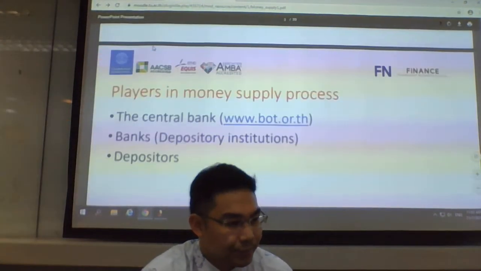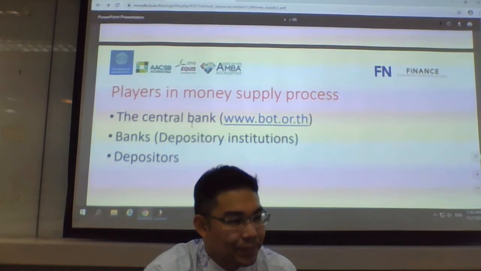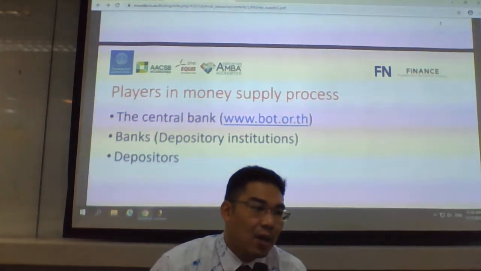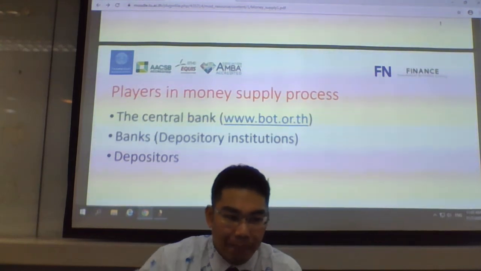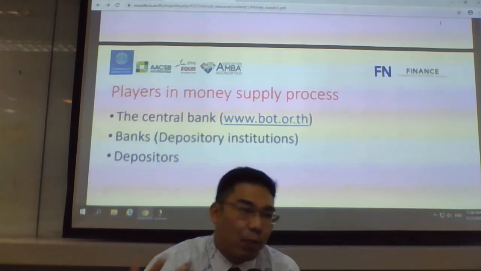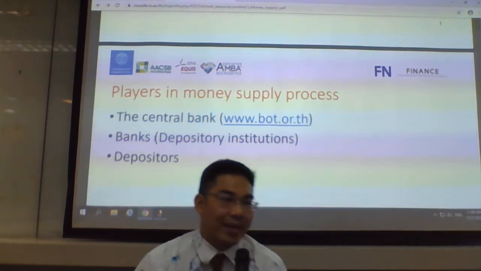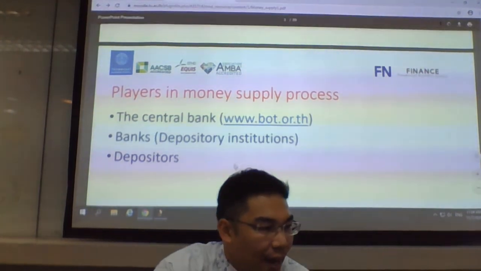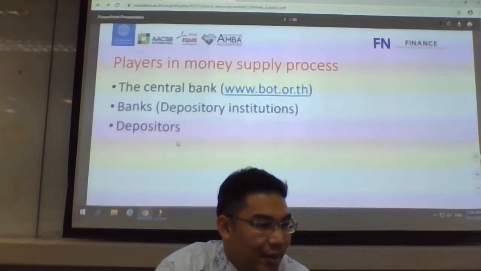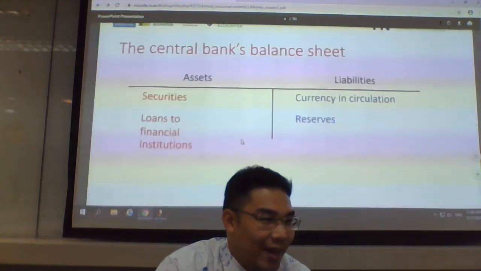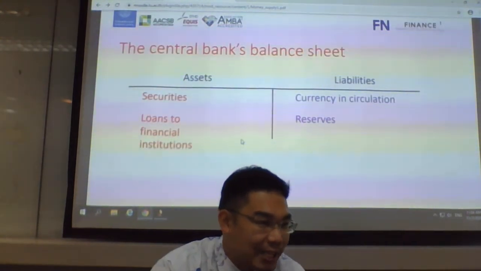Okay, the first one is the central bank, and the next player is the commercial banks. When we talk about banks here, we mean the banking system, or the depository institutions. But I want you to think about just normal commercial banks. And the last one is us, the depositors. Okay, let's examine the central bank balance sheet in detail.